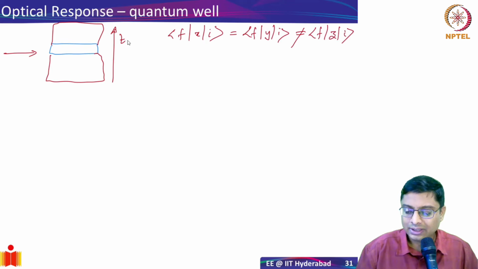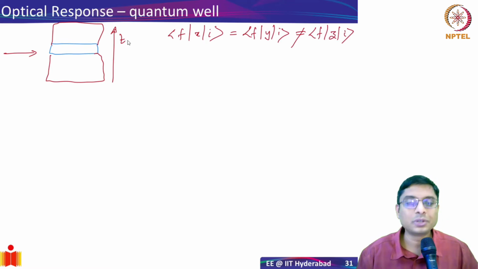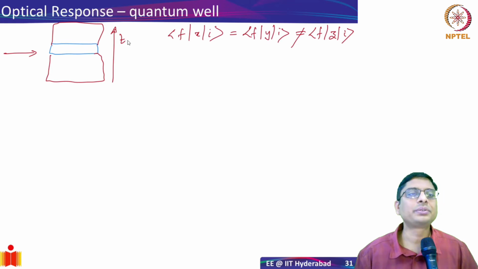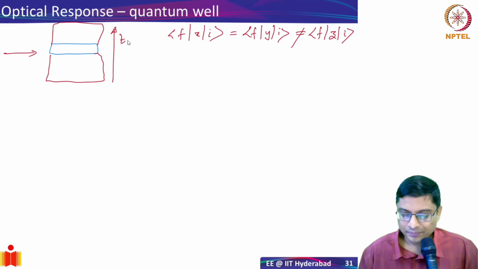If my electric field is in the Z direction, there is going to be an anisotropy that comes in because we have confined the electrons in the Z direction. All right. So that's going to happen. So now what is the meaning of this overlap integral?